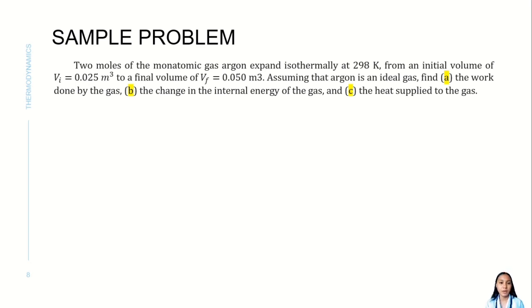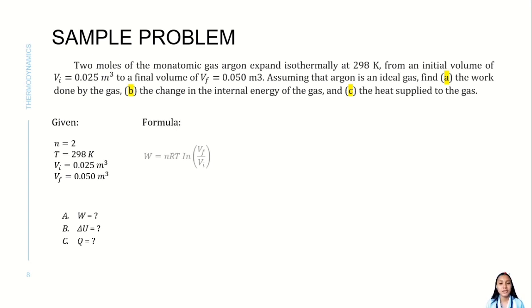By analyzing the problem, we can read the words isothermally and ideal gas, big keywords in this sample problem, so we can use the work equation that we got. We have the following givens. 2 moles for n, temperature is 298 Kelvin, the initial volume is 0.025 cubic meter, and the final volume is 0.050 cubic meter. In the problem, we are tasked to solve for A, the work done, B, the change in internal energy of the gas, and C, the heat supplied to the gas.